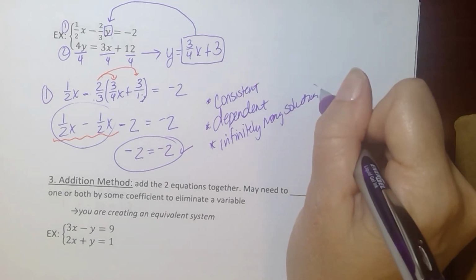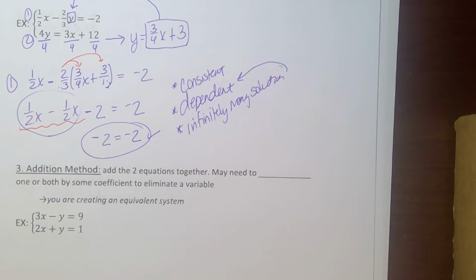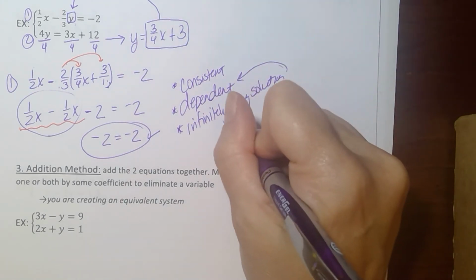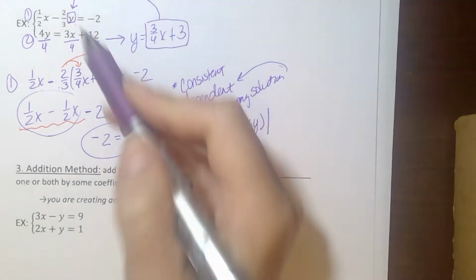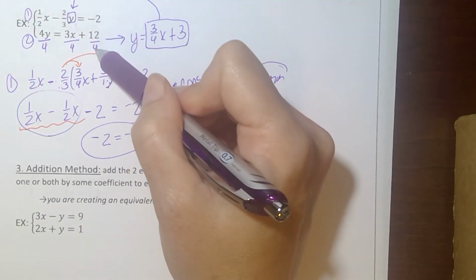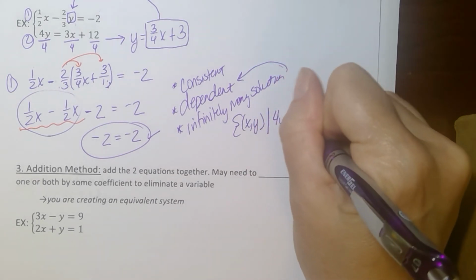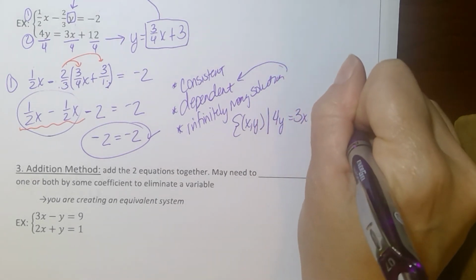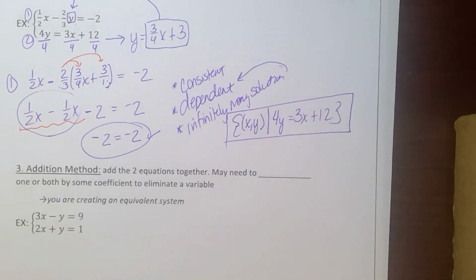Anytime it has infinitely many solutions, that's dependent. And the way I write that solution set is to use set builder notation, all ordered pairs xy, such that, and then I plug in either equation. It really does not matter which one I write. I'm going to choose to write the second one this time. I could just as easily have written the first equation in there.